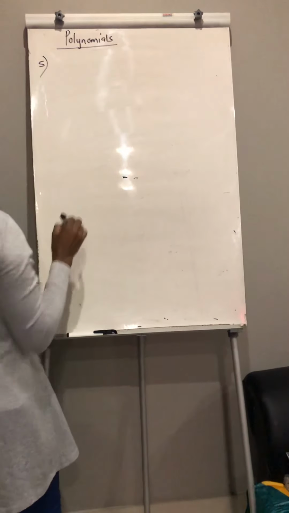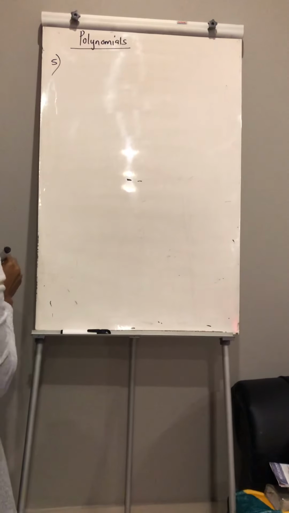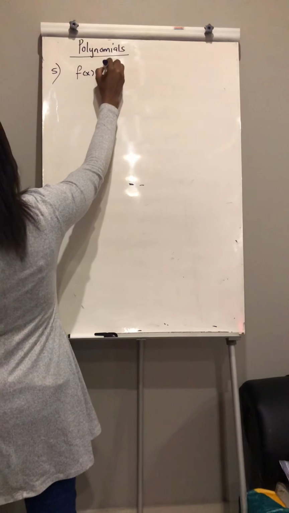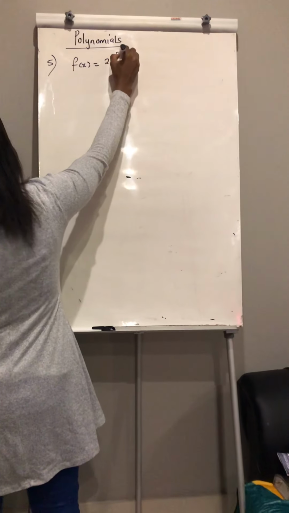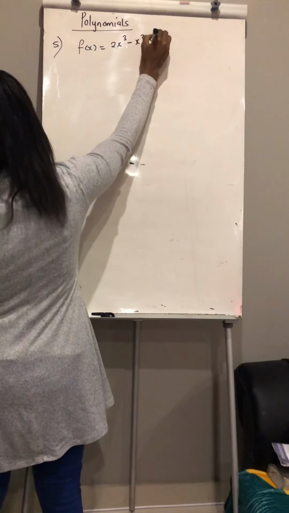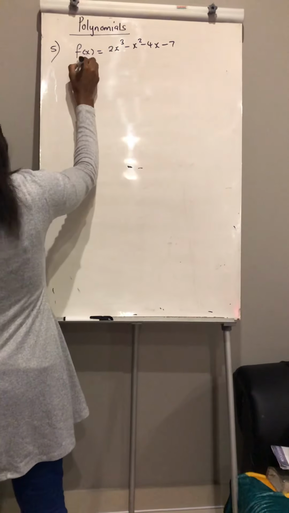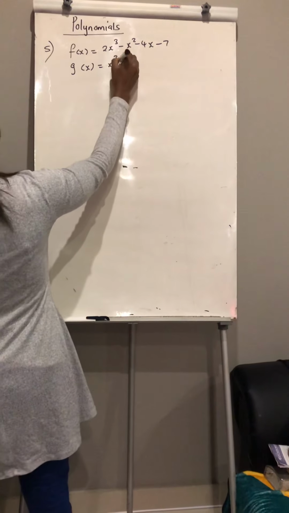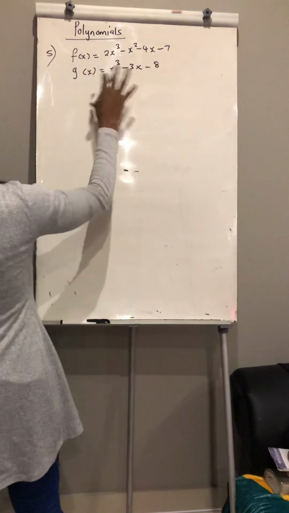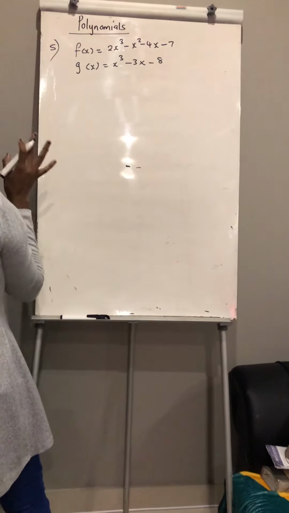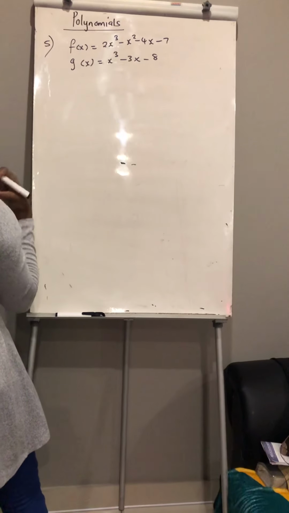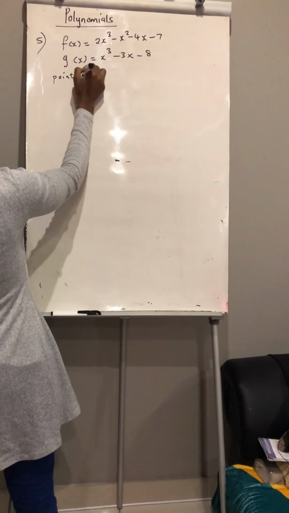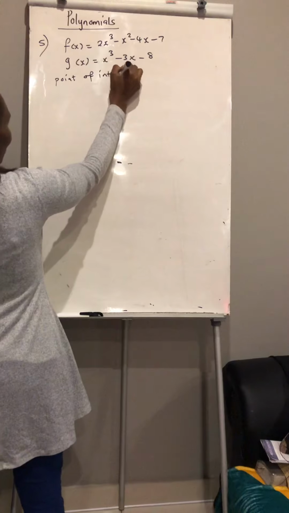So for this one, here is what it says. We have to consider the 2 given functions. So we have function of x. Consider these two. 2x cubed minus x squared minus 4x minus 7. And then you have gx, which is x cubed minus 3x minus 8, like this. So you have these 2 functions. You want to determine the values of x for which these 2 graphs will intersect. So in other words, you want the point of intersection of these two functions.